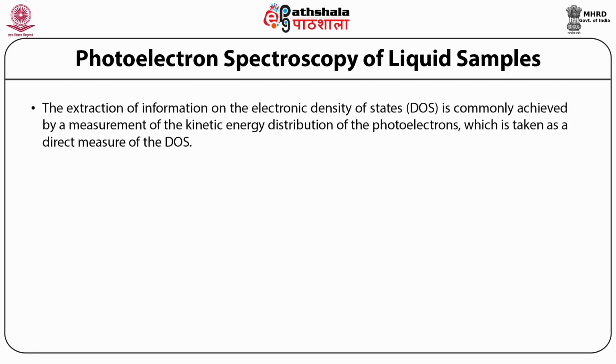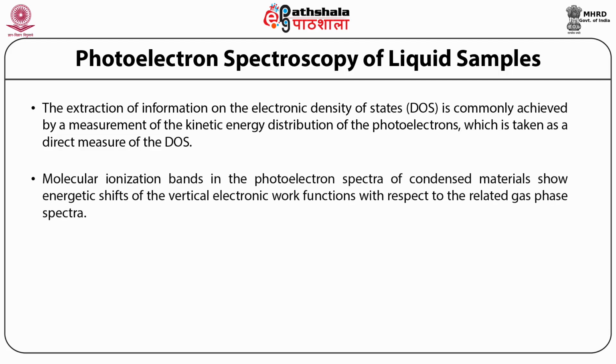The extraction of information on the electronic density of states, we call DOS, is commonly achieved by a measurement of the kinetic energy distribution of the photoelectrons, which is taken as a direct measure of the density of states. Koopmans' theorem attributes the measured mean kinetic energies E kinetic of the spectral feature to the corresponding vertical ionization energies IP in a single electron excitation model via IP is equal to h nu minus E kinetic.